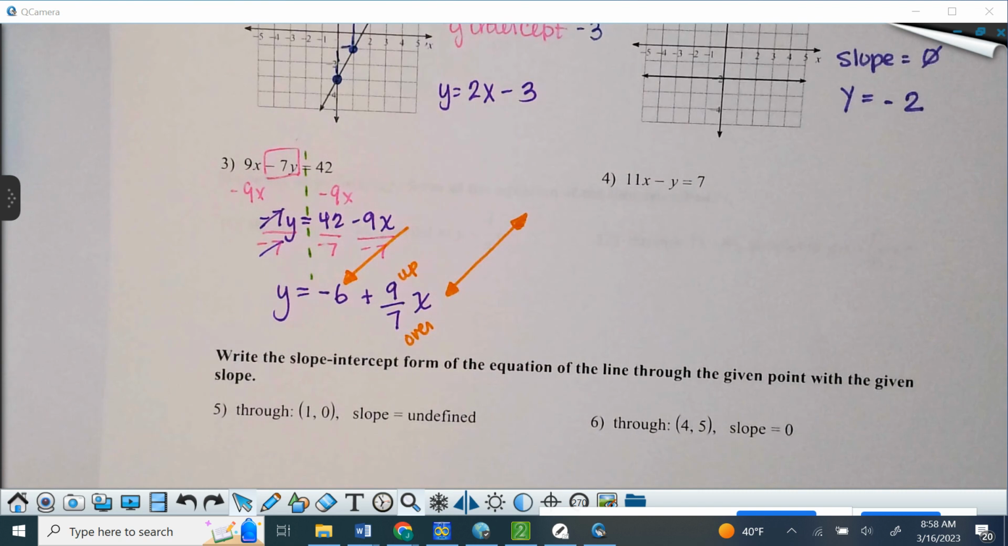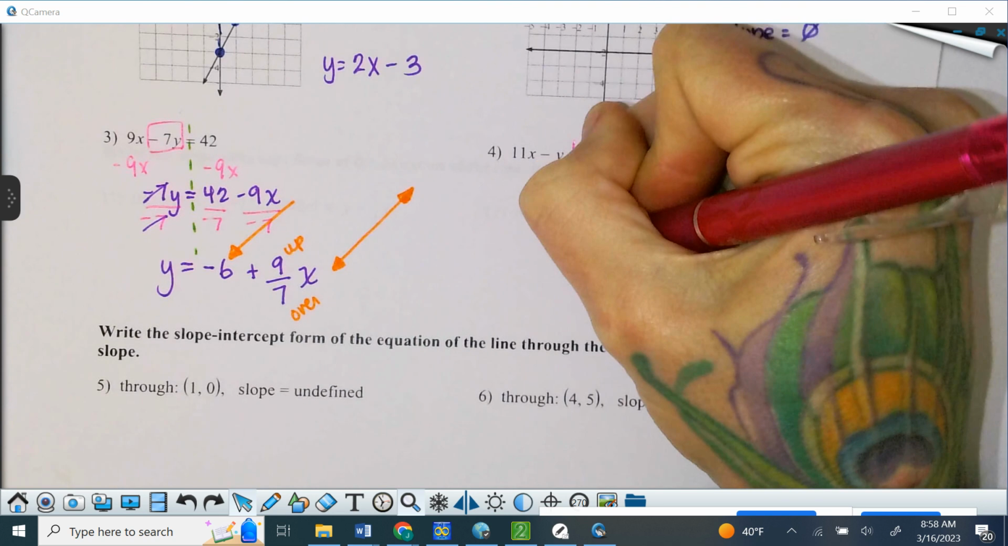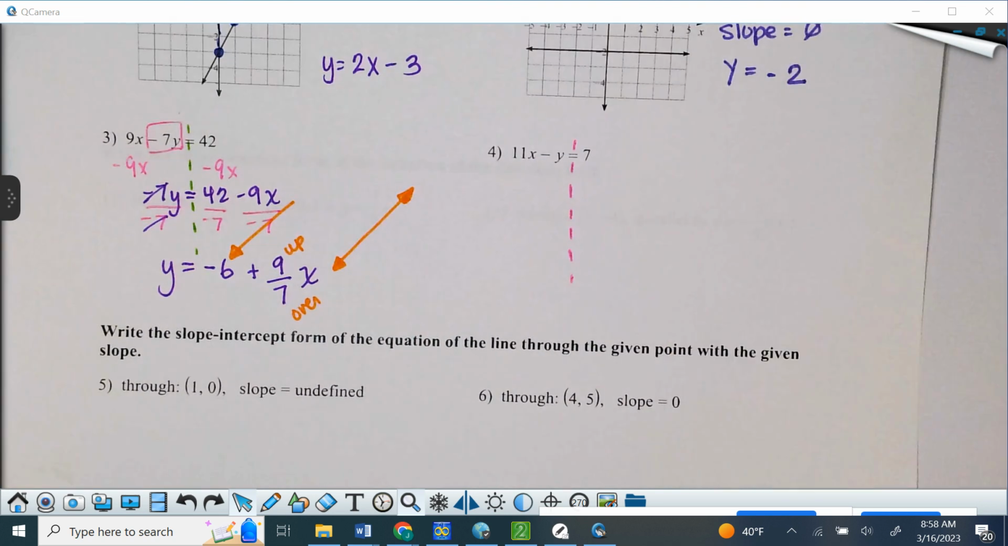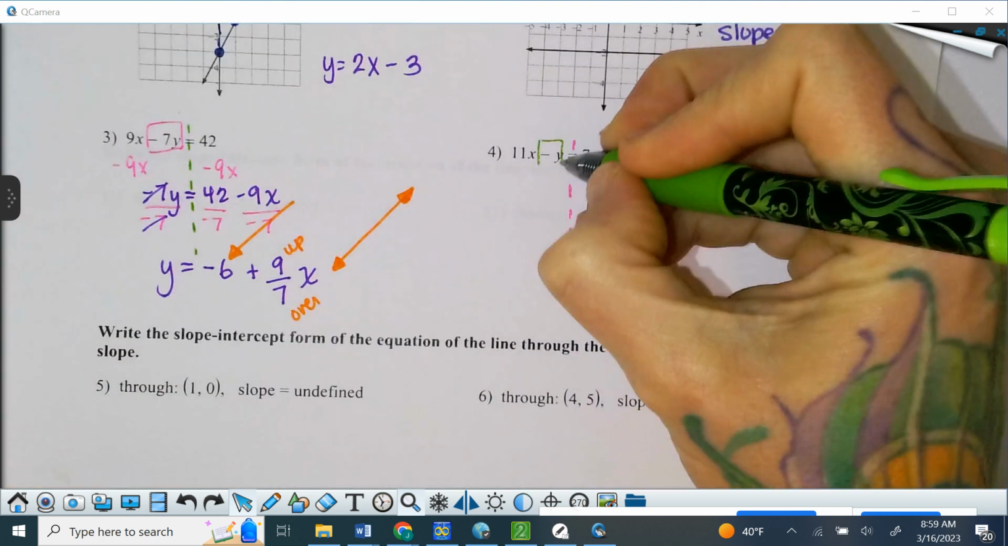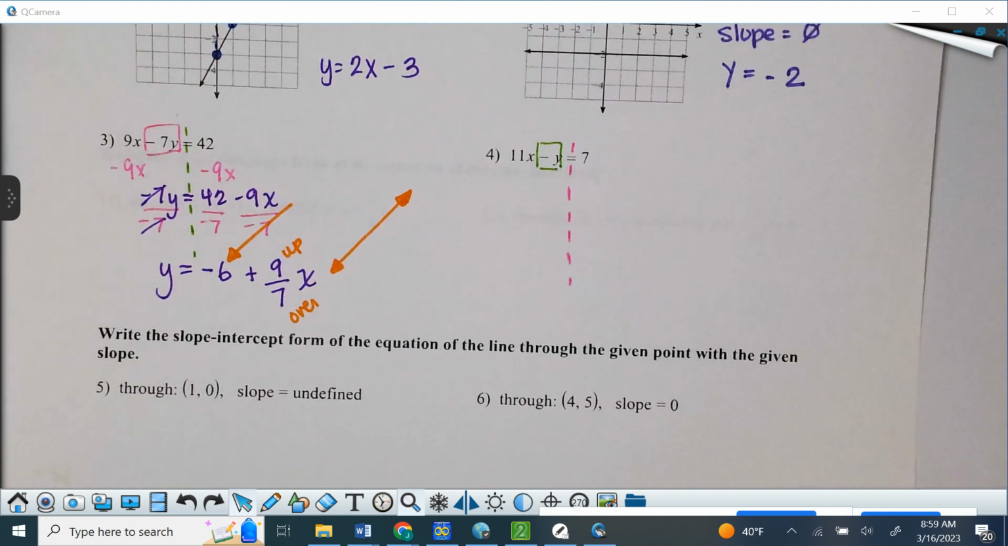All right, great. Divide. Who needs to move and how am I going to move him? Yep. 11x is going to move. How are we going to move it? Add, subtract, multiply, or divide. Yep, we're going to subtract it because he's positive.